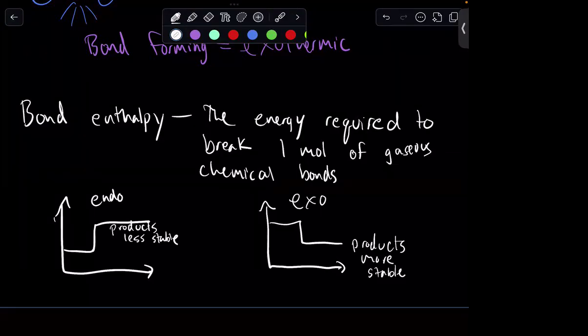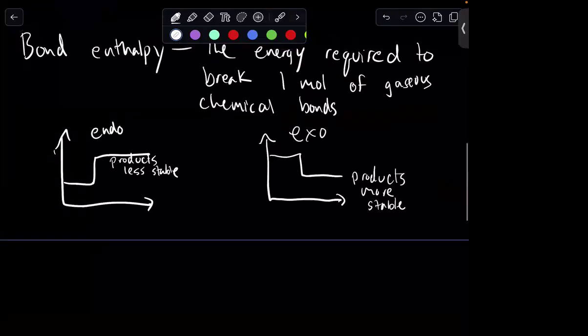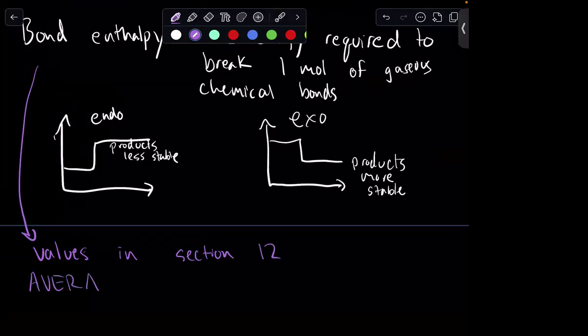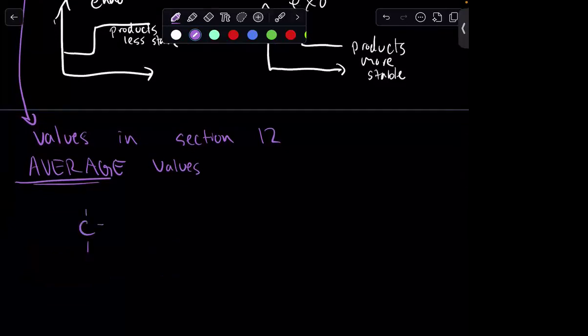So, with all this in mind, let's look at the energies of chemical reactions taken from the idea of bond enthalpies. Before we do, one last thing about bond enthalpy values. These values are in section 12. The key thing about that is that these are always average values.